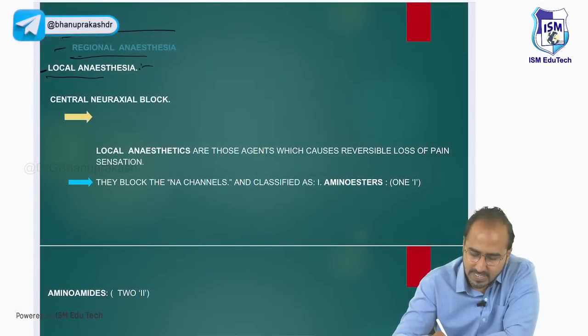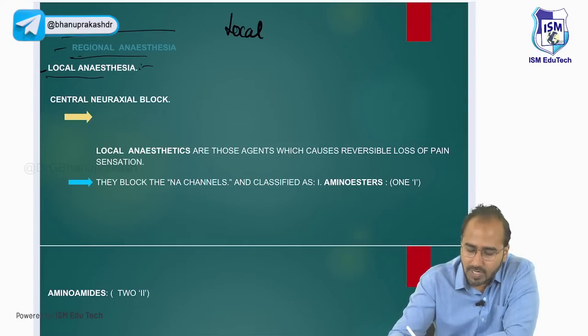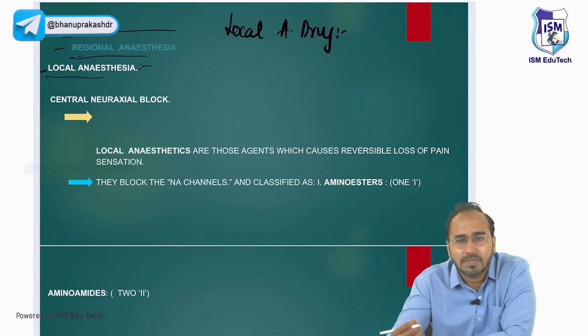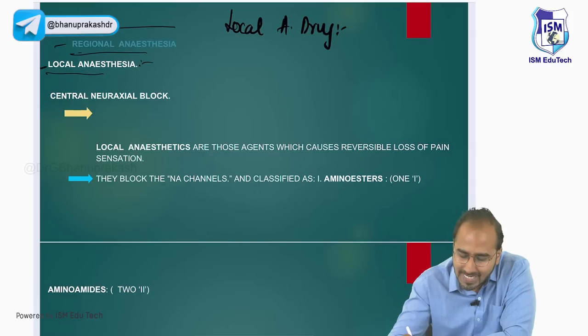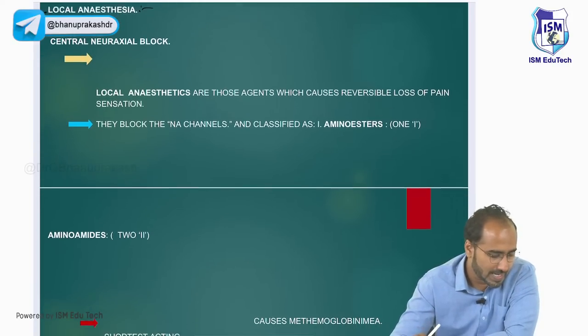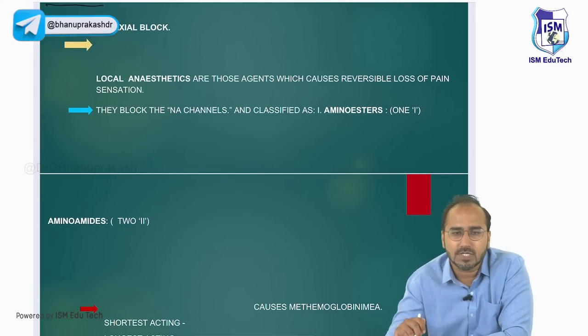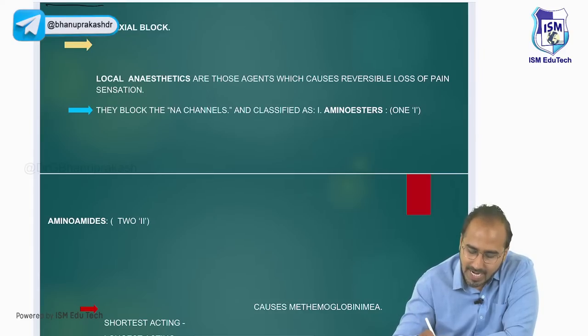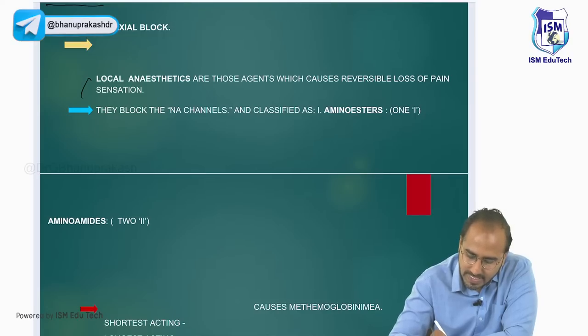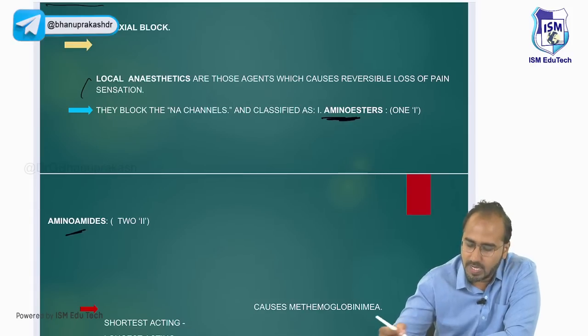First, we will discuss local anesthesia. In local anesthesia, you can give local anesthetics. But what are local anesthetic drugs? They are the drugs that can be given in local, spinal, epidural and nerve blocks. Now, local anesthetic drugs have two categories. One category is called amino esters, the other is aminoamides.